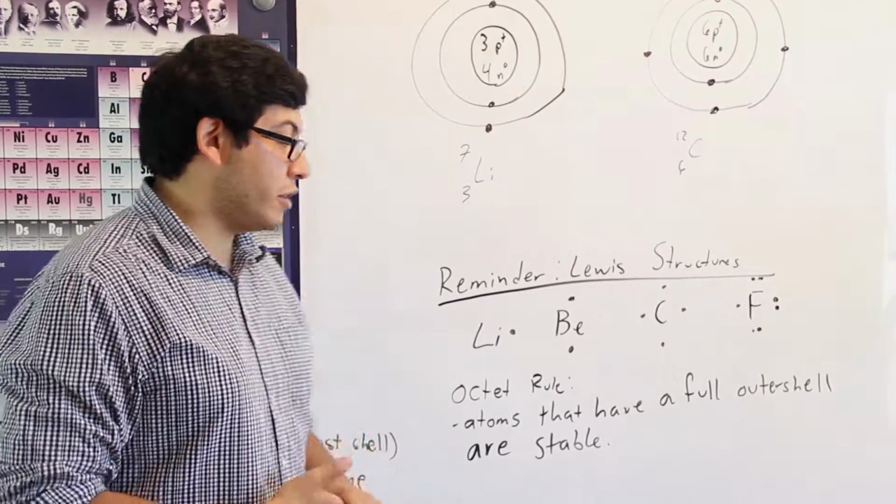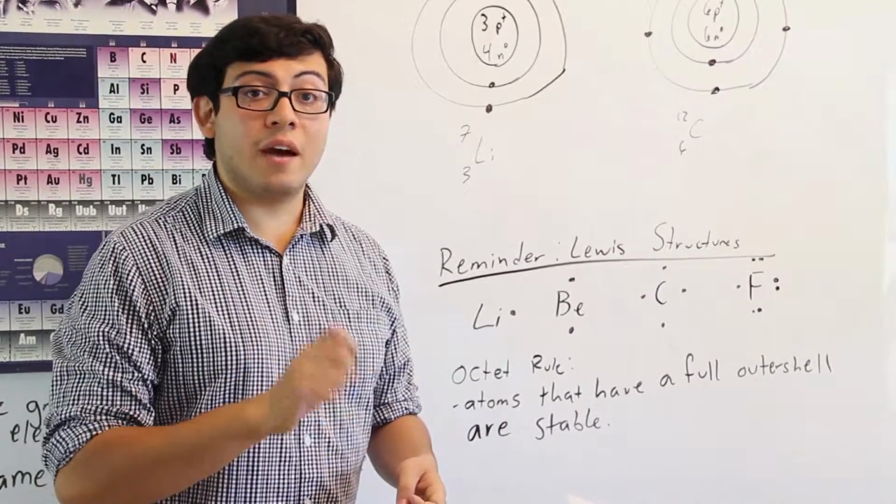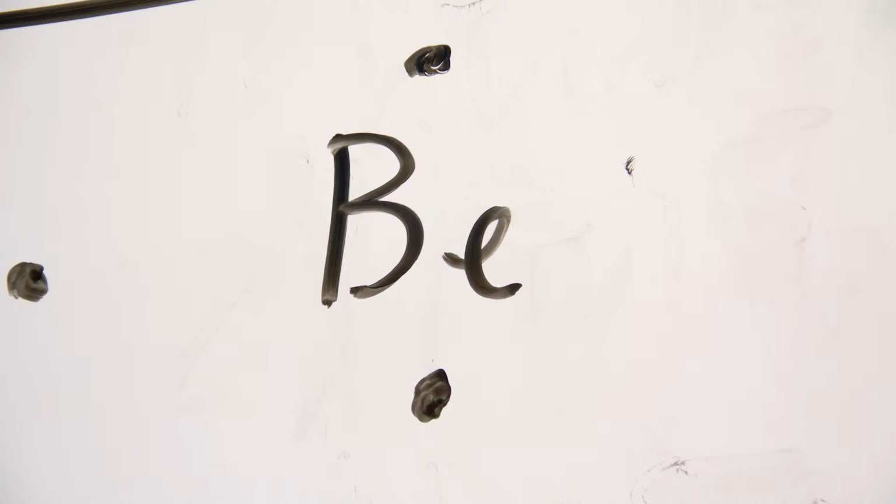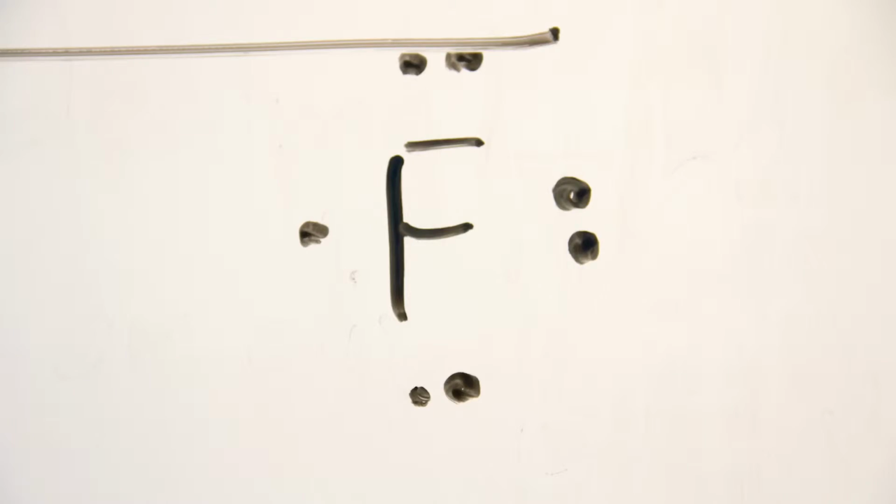Also, a reminder about Lewis structures. Lewis structures just show the outermost electrons, so the valence electrons. So lithium has 1 valence electron, so we just draw lithium with a dot, that's all. Beryllium has 2, so 2 dots. Carbon 4, and fluorine 7.